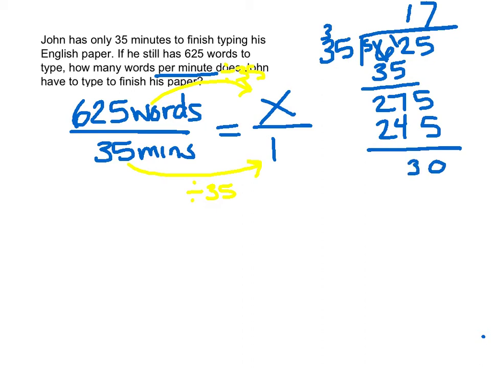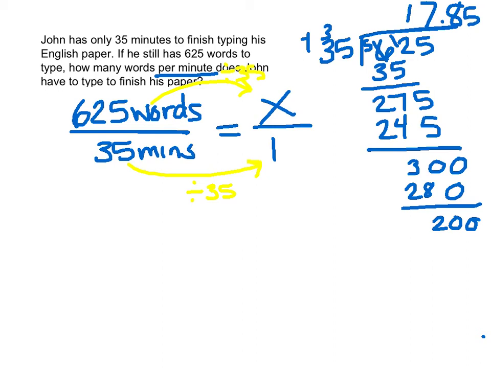So we're going to subtract. We'll get a 30. So 35 doesn't go into 30, which means we need a decimal, and we have to add another 0. So 35 goes into 300 8 times. 8 times 5 is 40. Carry my 4. 8 times 3 is 24, plus 4 is 28. So when I subtract, I get 20. 35 doesn't go into 20. I need to bring down another 0. So 35 goes into 200 5 times.